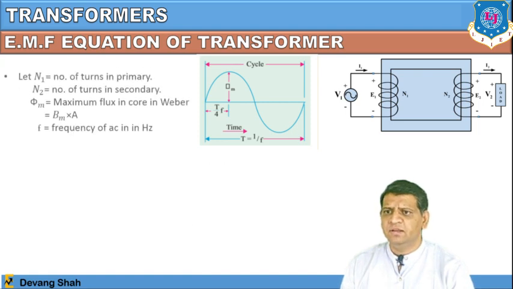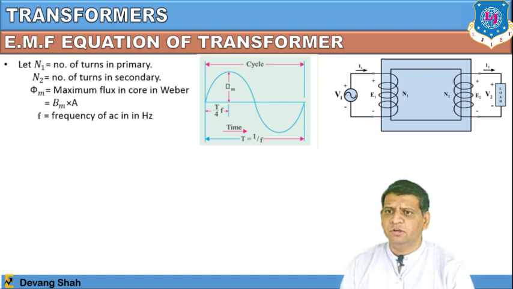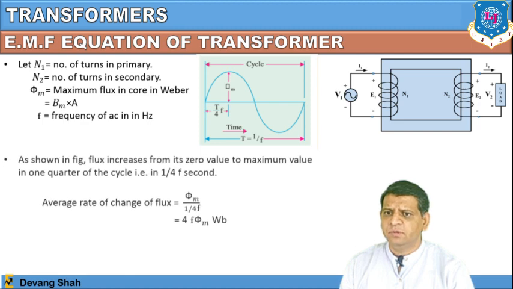Let us first start here: N1 is the number of turns in the primary winding, and N2 is the number of turns in the secondary winding. Phi m is the maximum flux in Weber, which is also defined as the maximum flux density multiplied by area, and F is the frequency in hertz.